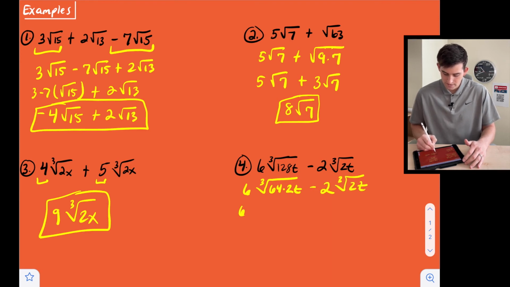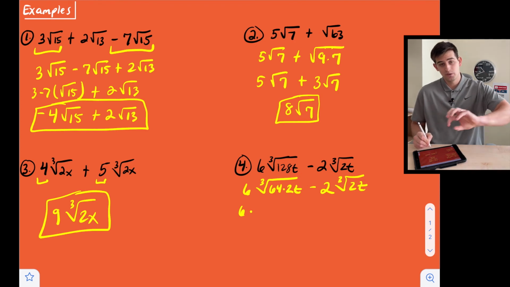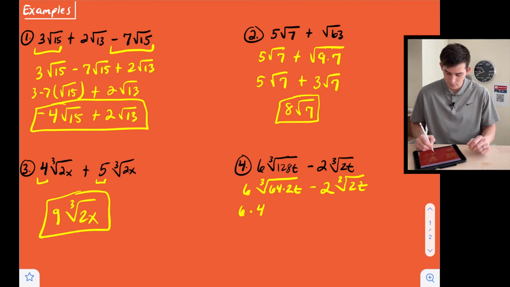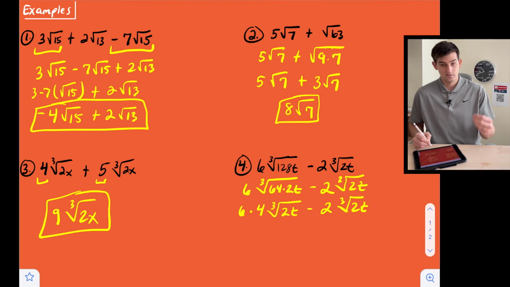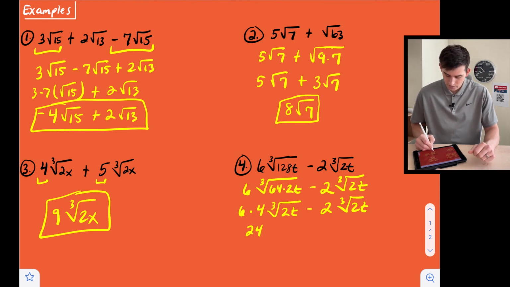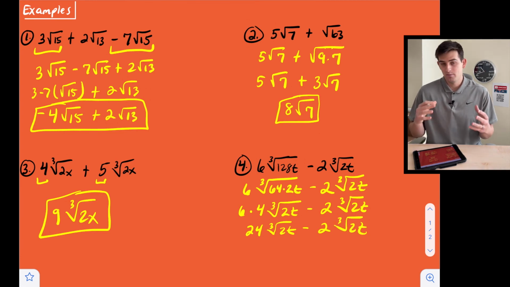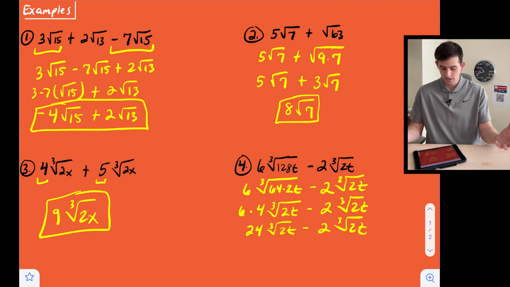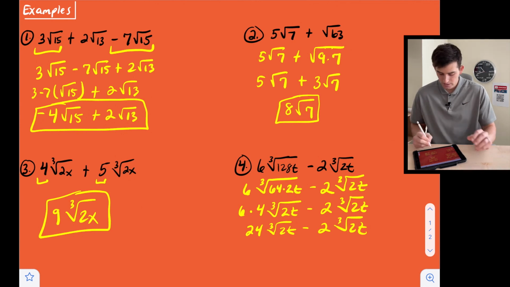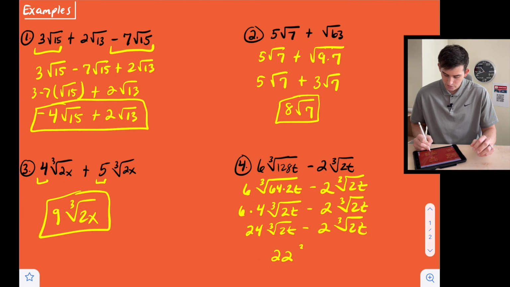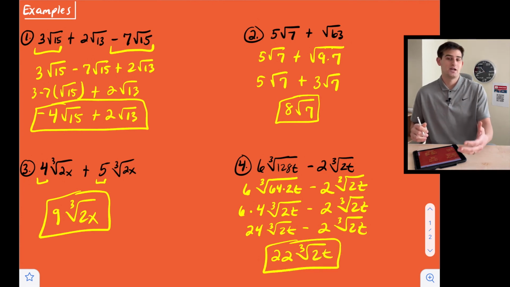Now we have 6 times the cube root of 64, and we can pull that outside the radical. The cube root of 64 is 4, times the cube root of 2t, minus 2 times the cube root of 2t. Now 6 times 4 is 24, times the cube root of 2t, minus 2 times the cube root of 2t. Now we have the same radicand, the cube root of 2t, so we can do 24 minus 2. Our final answer would be 22 cube root of 2t. And that is how you add and subtract radicals.